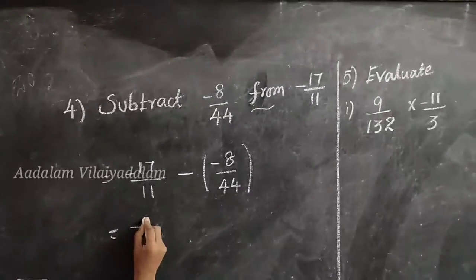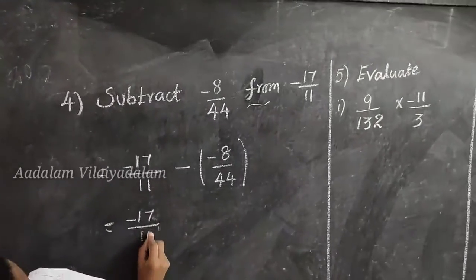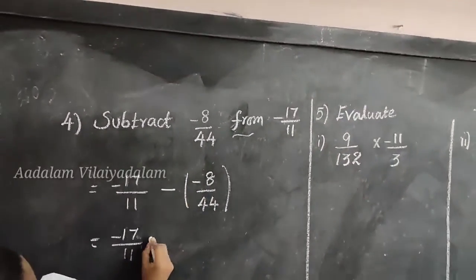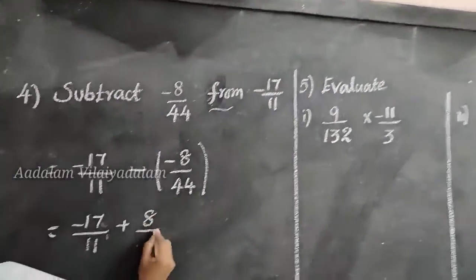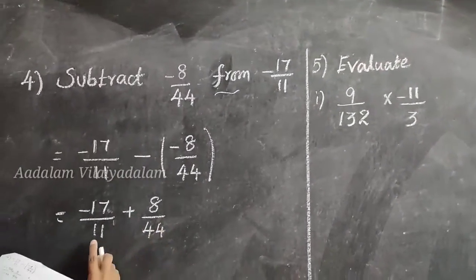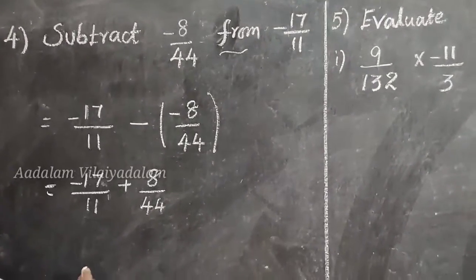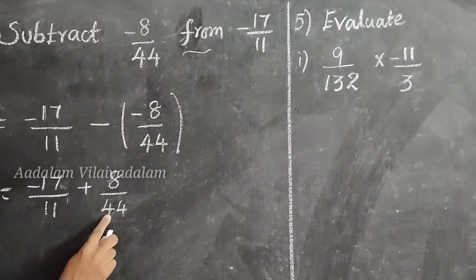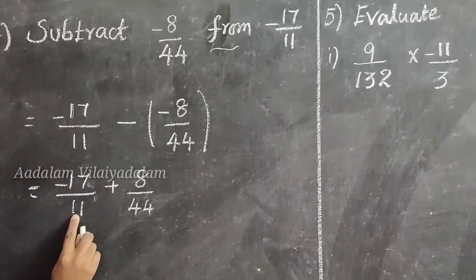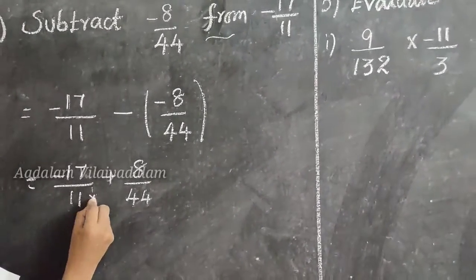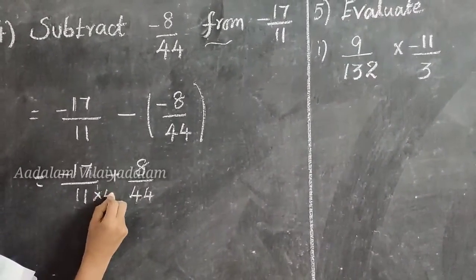Here first write the first term, minus 17 divided by 11. So here minus into minus plus only, plus 8 divided by 44. Here the denominator is different only. We have to arrange the same denominator. So in 11 table 44 is possible only. We have to arrange the first denominator only. 11 4s are 44. So into 4.